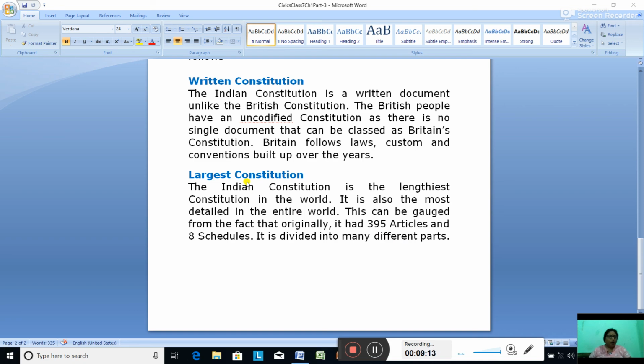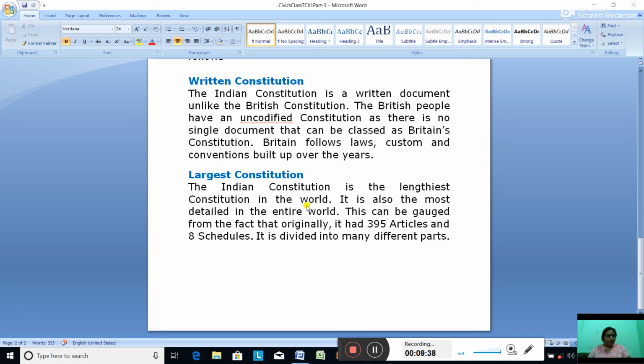But then why has it become the lengthiest constitution? Because the constitution makers referred to the constitutions of different countries and wrote all the good points in our constitution, which makes our constitution the largest or the lengthiest constitution in the world.